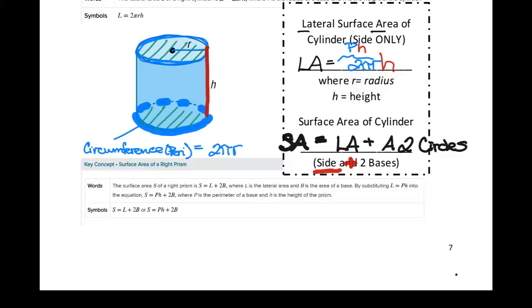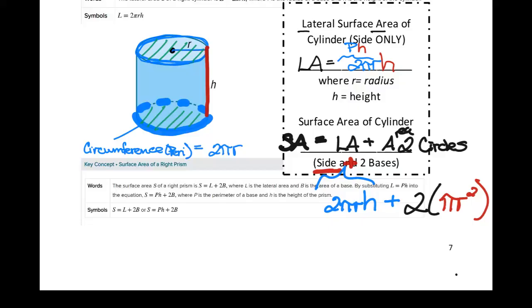So the lateral area that we just found was 2 pi r times h, plus the area of two circles. You have two of them, so it's 2 times the area of a circle, which is pi r squared.